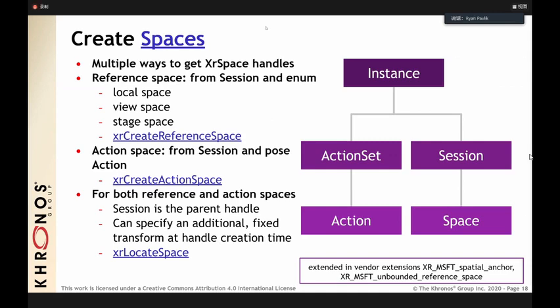XR locate space is the call used to find the transform from one space to another. Note that you never just find the pose, position and orientation, of a space. You always find the pose or location of a space with respect to another space. For example, you don't track just your hand. You track your hand relative to local or stage space.